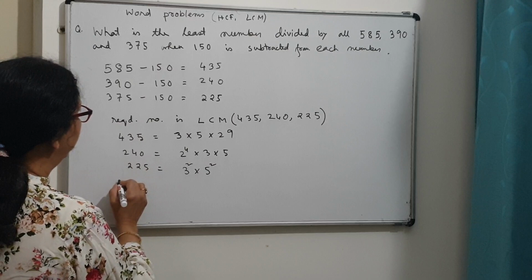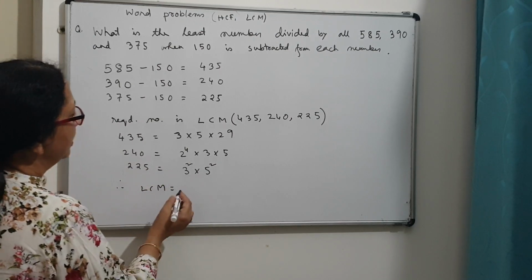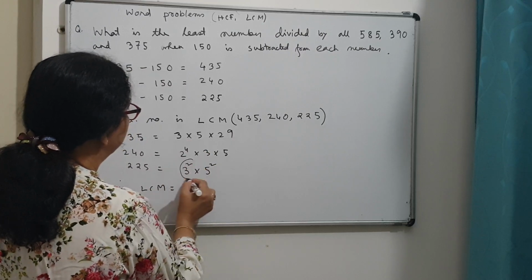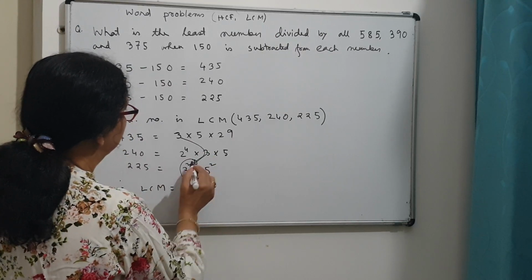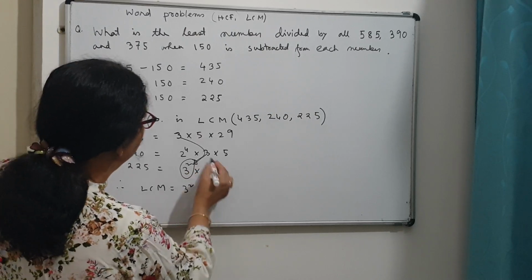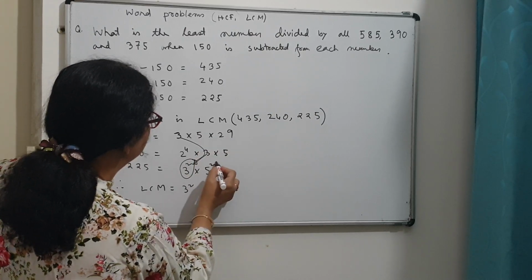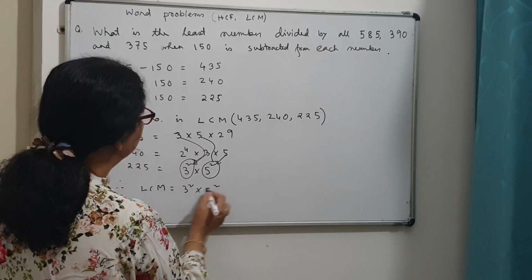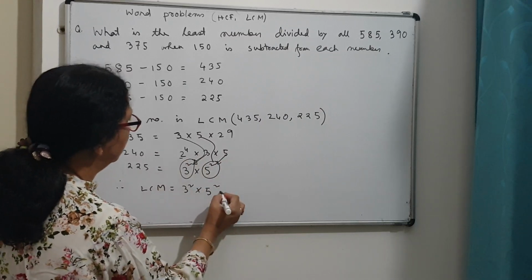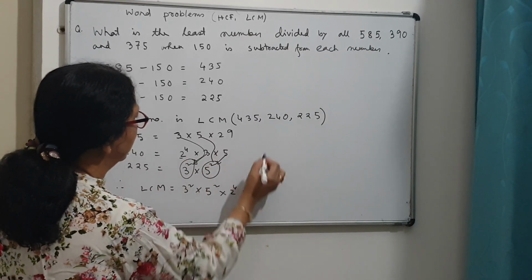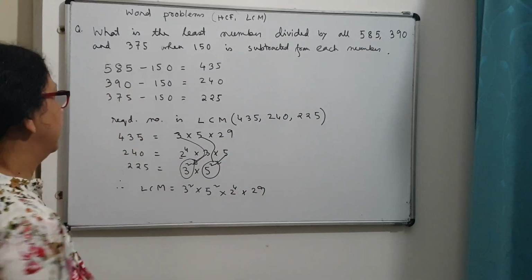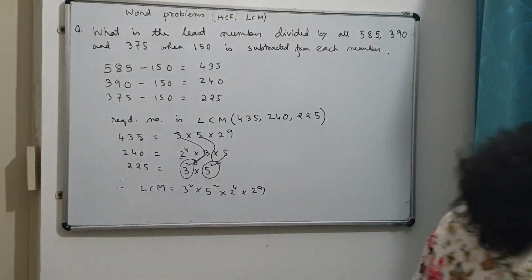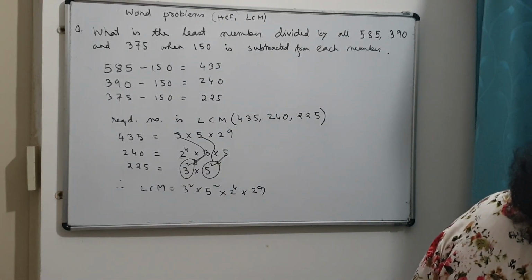So therefore, the LCM will be: common factor 3, the highest power is this one, so 3 square will come here. 2 is not common, and then 5, the highest power is 5 square. So what are the factors left? These 2 to the power 4 and this 29. These are the left out factors. So you multiply these and you get the LCM. The answer will be, after multiplication, the answer.